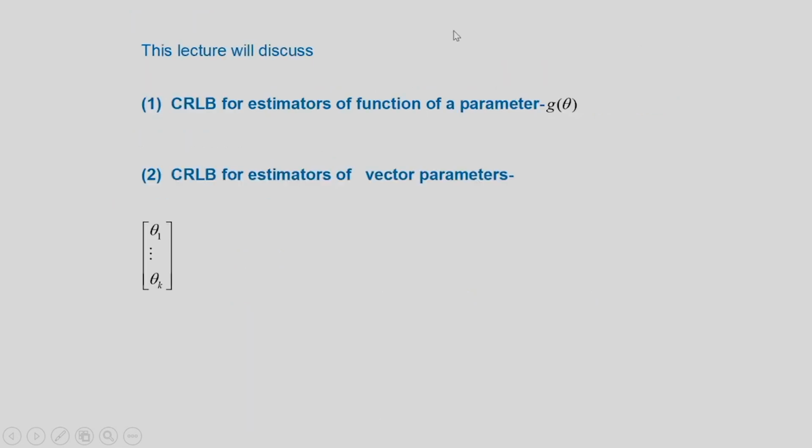In this lecture, we will discuss the Cramer lower bound for estimators of a function of a parameter, g(theta). Earlier, we discussed the estimator for theta, but now we will discuss what the CRLB will be for an unbiased estimator of g(theta). The second thing we will discuss is CRLB for estimators of vector parameters. Suppose multiple parameters are there, theta 1 up to theta k, arranged in a vector. What will be the CRLB for the unbiased estimators of this vector parameter?